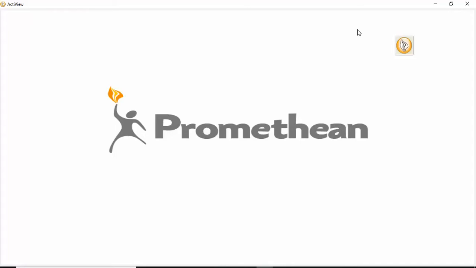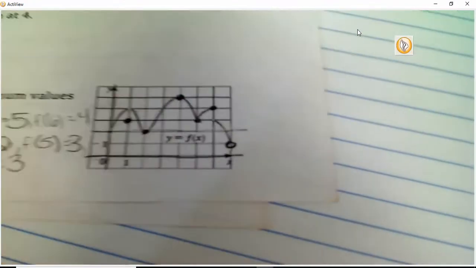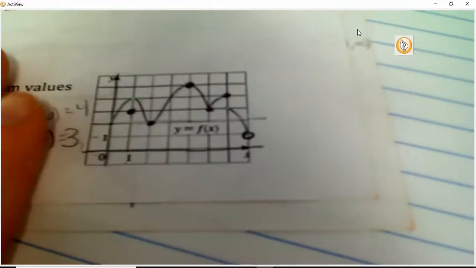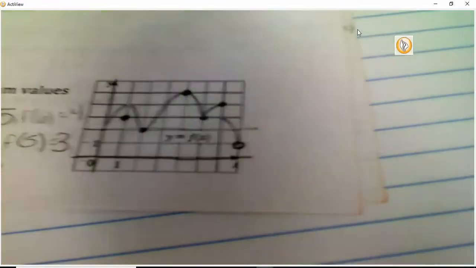By the way, is this anybody's calculator in here? It was brought to me. I have no idea where it came from. Okay.